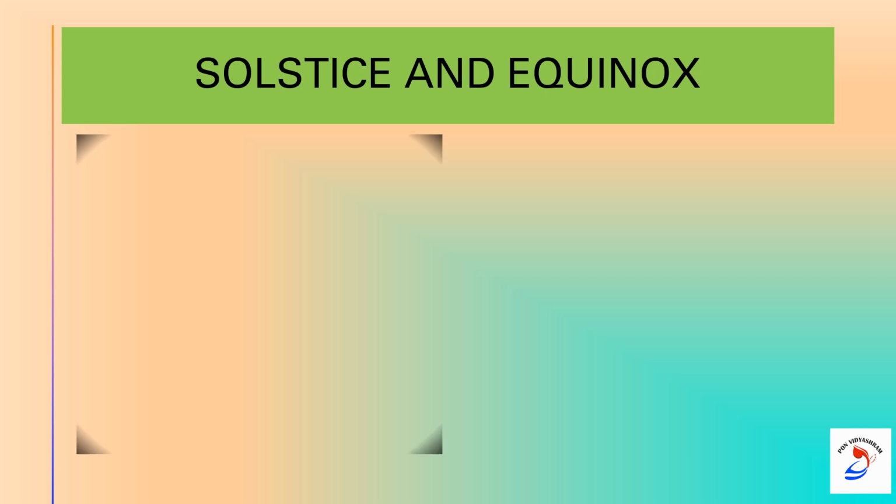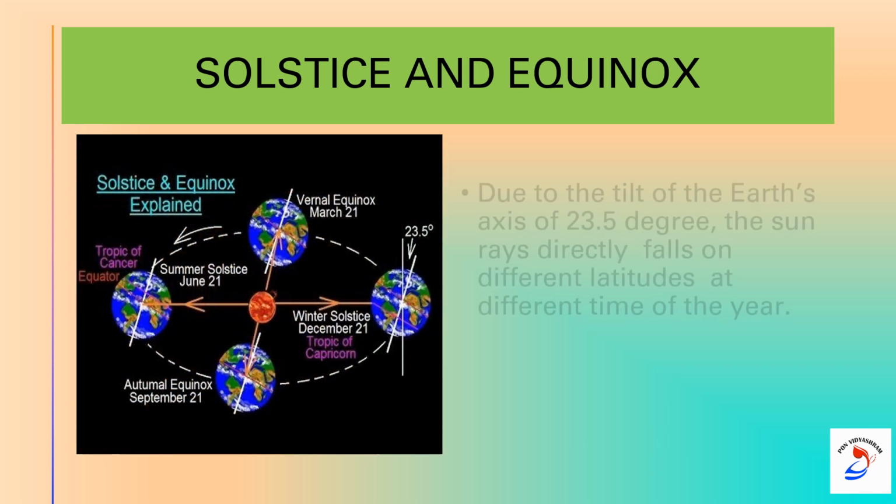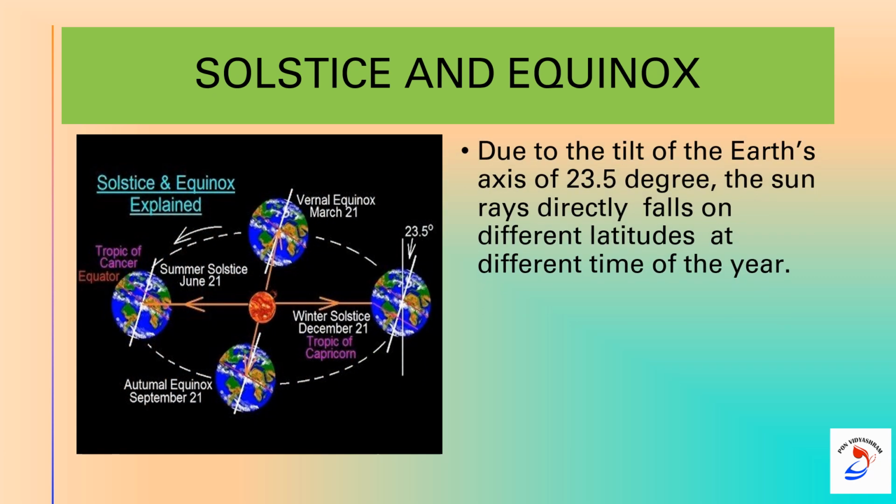Solstice and equinox, how do they occur? Due to the tilt of the Earth's axis of 23.5 degrees, the sun rays directly fall on different latitudes at different times of the year. That's what we learnt about latitude and longitude. So different parts will receive different amounts of sun rays at different times of the year. So it causes equinox and solstice.